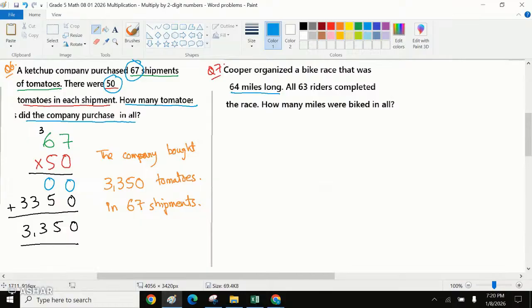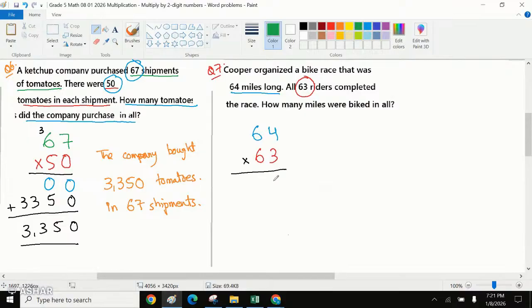64 miles, and there were 63 riders in the race. Okay, so how many miles did they travel all together? That means 64 miles was the length of the race. How many riders were there? There were 63 riders all together. That means this would be the total number of miles traveled by all the riders altogether.